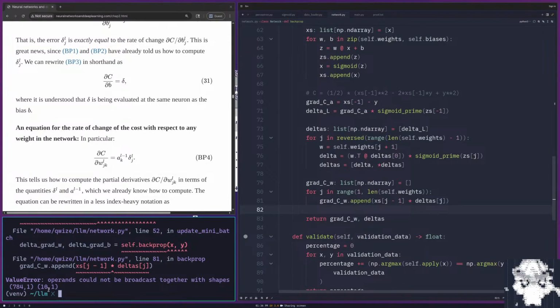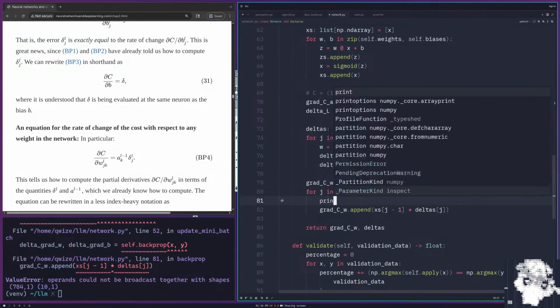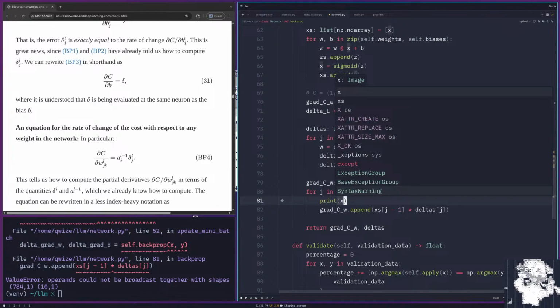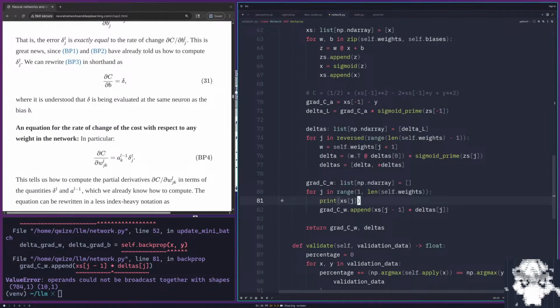How did I end up with 10-1 as the... Oh. I am not sure. Let's try to print some stuff. Print XS of J.